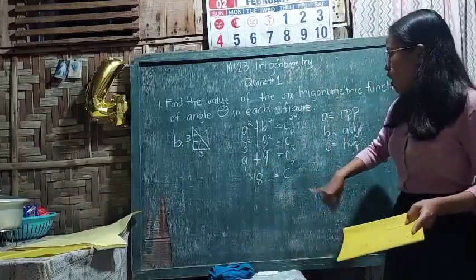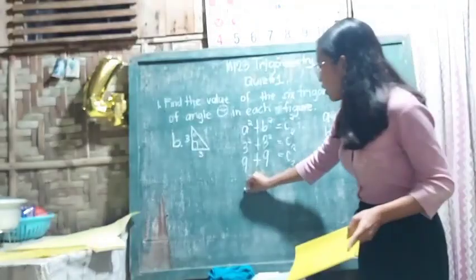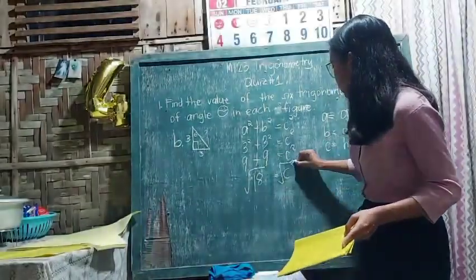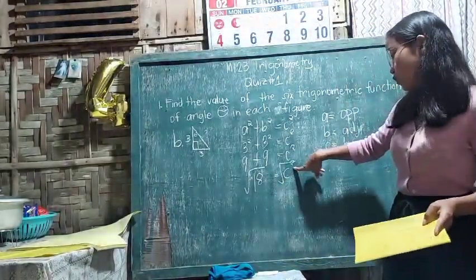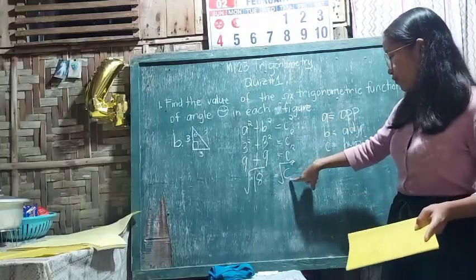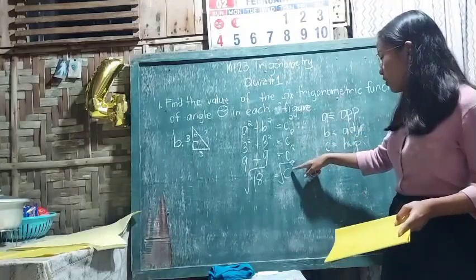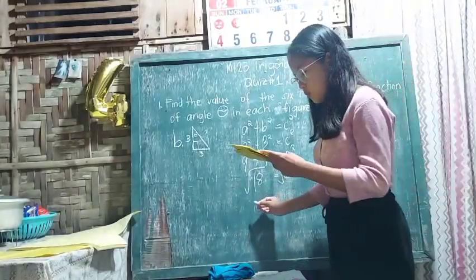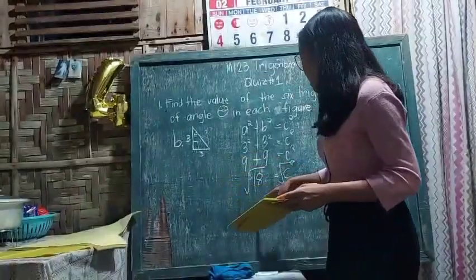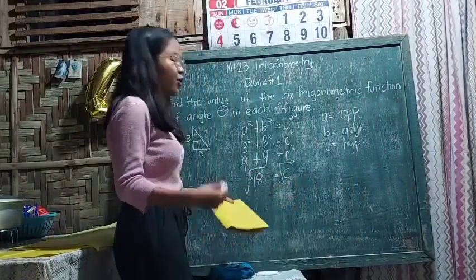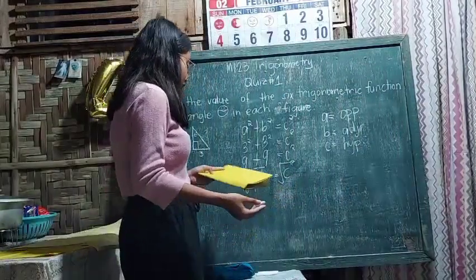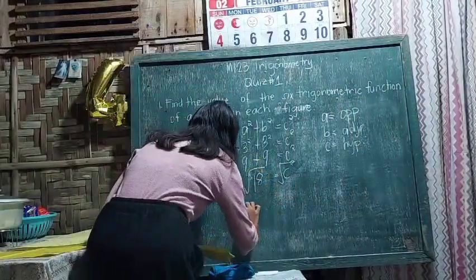And we are going to take the square root to cancel out the square power of c. Since 18 is not a perfect square, we are going to look for its factors, which are 9 and 2.